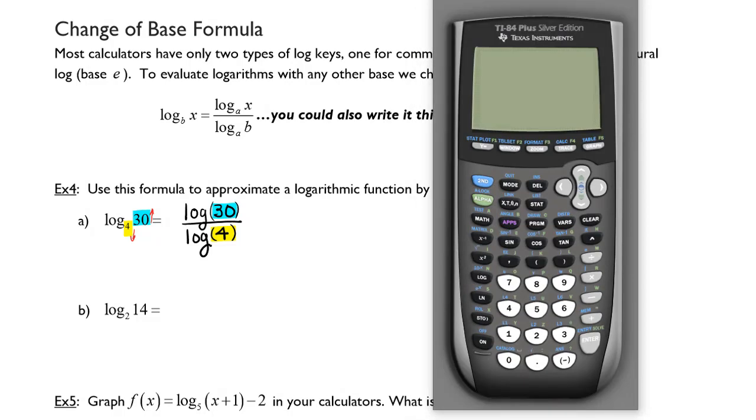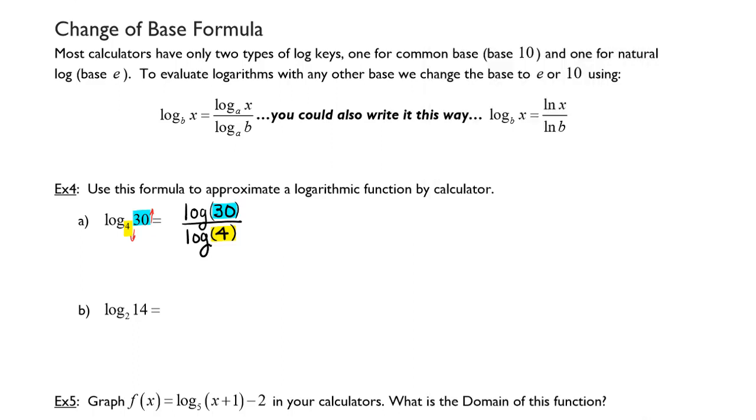So let's calculate this. We've got log of 30 divided by log of 4. And we get 2.45, rounding to 2 decimal places. Now let's try log base 2 of 14. That will be log of 14 over log of 2. This will be approximately, let's find out.